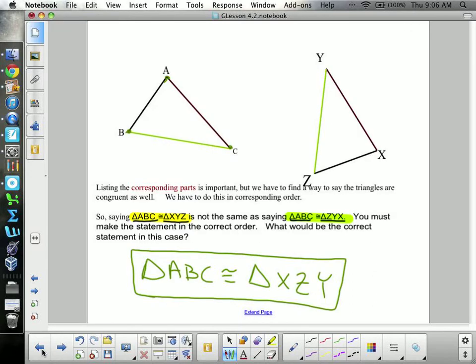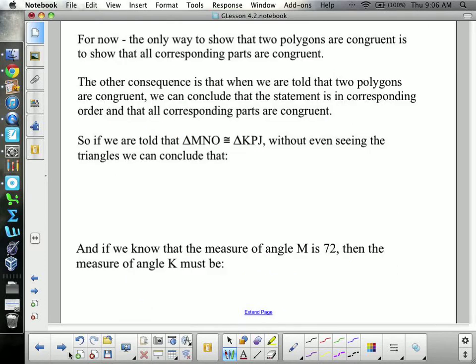Now, that tells us a lot of things about the triangle. The congruent statement itself also works for us. For now, the only way to show 2 polygons are congruent is to show all their corresponding parts are congruent. We'll get shortcuts starting tomorrow. The other consequence, though, is when I know that 2 polygons are congruent, we conclude the statement is in corresponding order. I can tell what the congruent parts are without even seeing the picture. And that's important. That's going to be very useful for us.